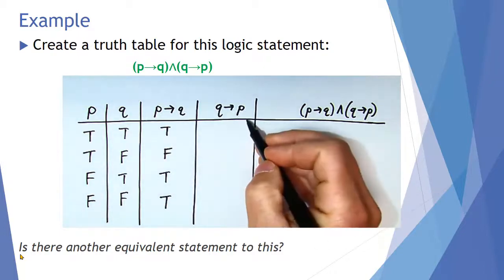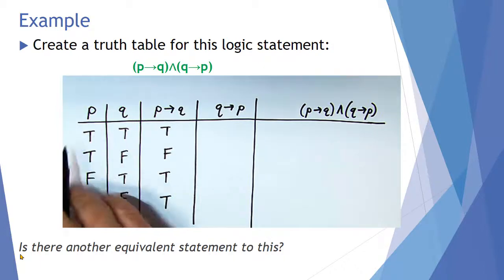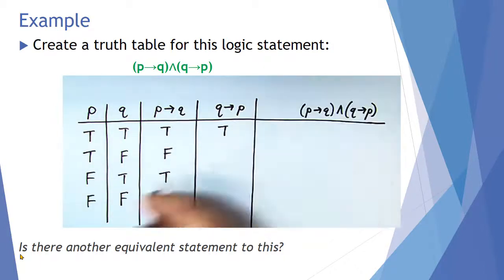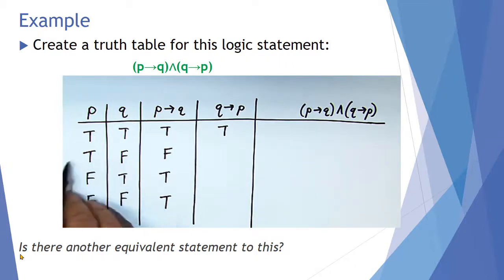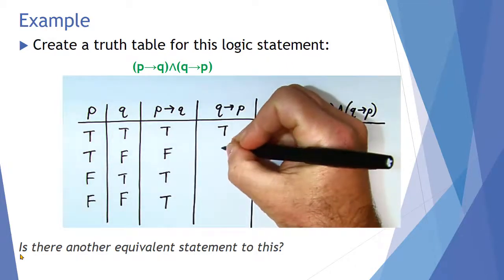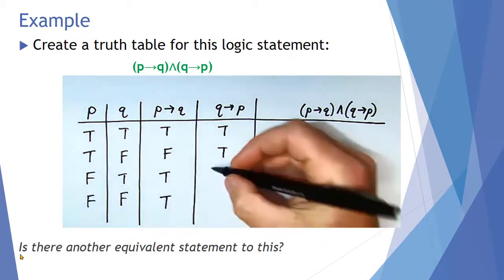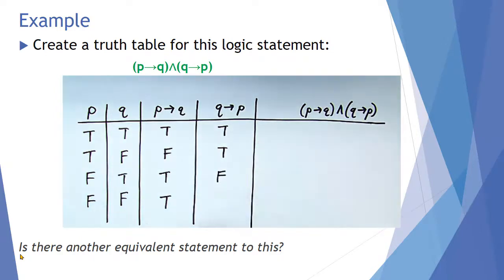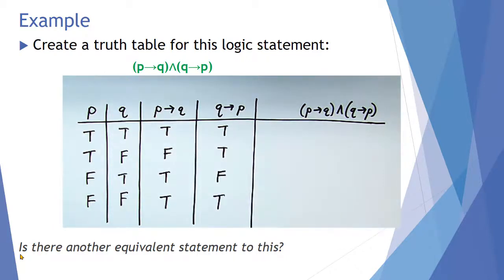Now let's do the same thing for Q implies P. Does Q's truth imply P's truth? It sure does in row 1. In row 2 we have a false Q, so if we don't have Q it doesn't matter whether we have P. That's true. Row 3 we have Q, but we don't have P. Q does not imply P here. That one's false. And then in row 4, Q is false, so it doesn't matter whether or not we have P. That will be true.